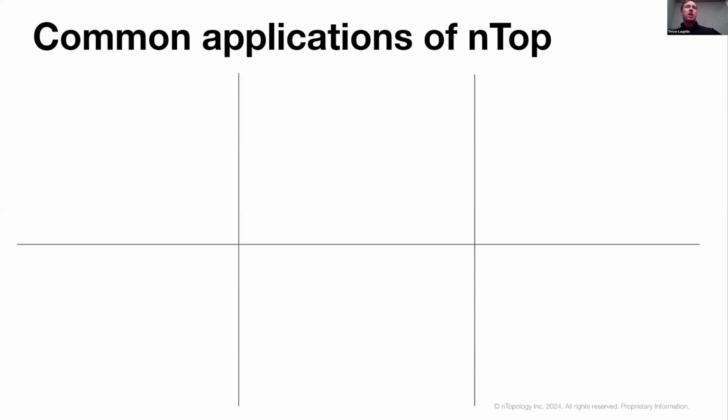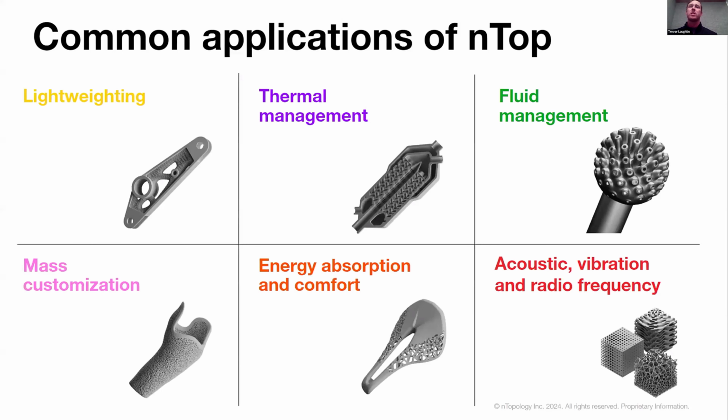So, last slide about nTop, just to give you a sense of the type of applications we focus on. We have 6 main applications here. Lightweighting is really reducing material as much as possible to make parts as light as you can. Thermal management, we saw the heat exchanger example earlier. Fluid management is optimizing fluid flow in certain applications like manifolds. Mass customization, we get a lot of use there in the medical industry for patient-specific devices. And the last 2 are energy absorption and then acoustic vibration.